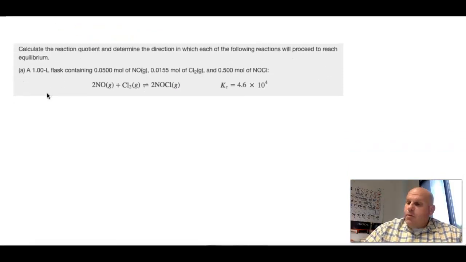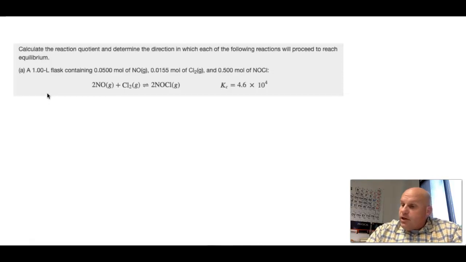Okay, so here's an example problem, and I will walk through this with you, and then we will be on to doing some practice problems on our own. We want to calculate the reaction quotient and determine the direction in which the following reaction will proceed to reach equilibrium. A couple things here that I want to highlight, and I chose this problem specifically.